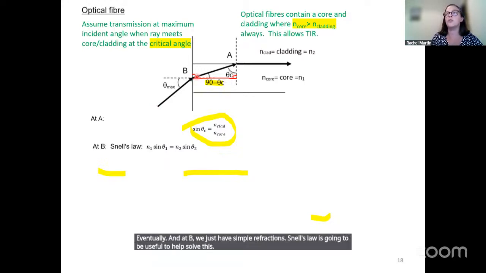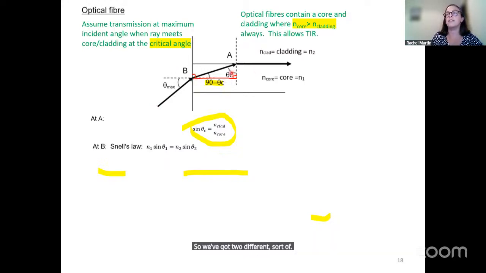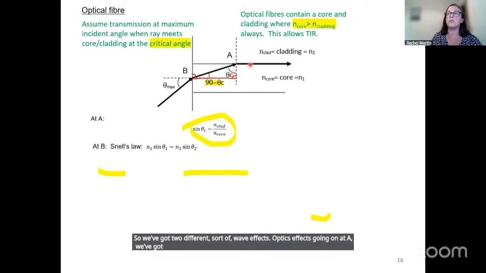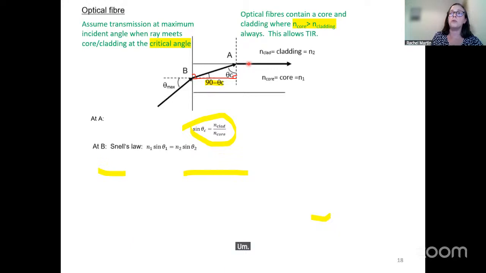So we've got two different sort of wave effects, optics effects going on. At A, we've got the start of total internal reflection. We've got that refraction at 90 degrees to the normal. But at B, we've got refraction using Snell's law.